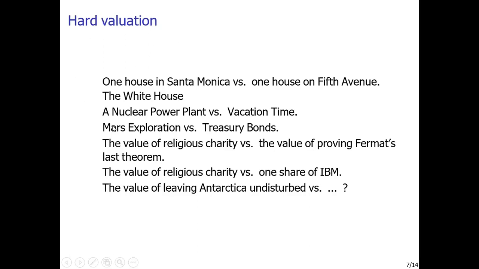The hard valuation is here, an example. One house in Santa Monica, in California, versus one house on Fifth Avenue in New York. Because in New York, you cannot just simply buy a house there. Sometimes you go through a cooperative to buy because the house commands millions. When you're outside of New York, you can have a big house for $300,000, $500,000, but not in New York, the financial capital of the world.